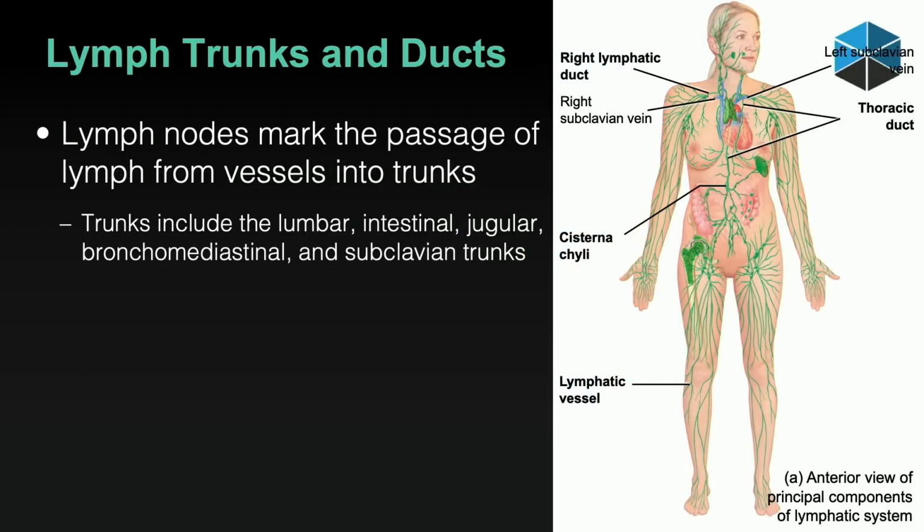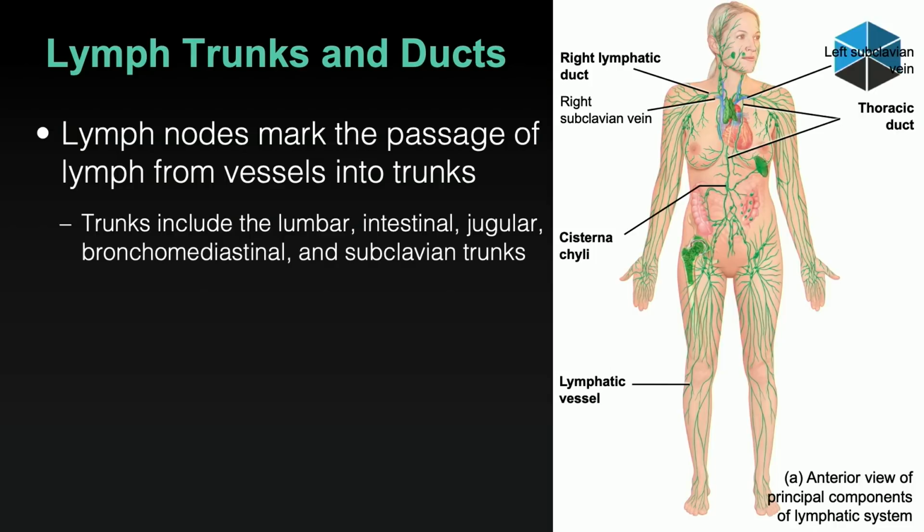Now, as lymph flows through the lymphatic vessels, it will pass through nodes in series. It must flow through lymph nodes. And lymph nodes will often mark the passage of lymph from vessels into larger structures called trunks. The vessels will anastomose to form trunks. These are larger, common collecting vessels in the lymphatic system, and there are a few of them that we can name specifically: the lumbar, intestinal, jugular, bronchomediastinal, and subclavian trunks.